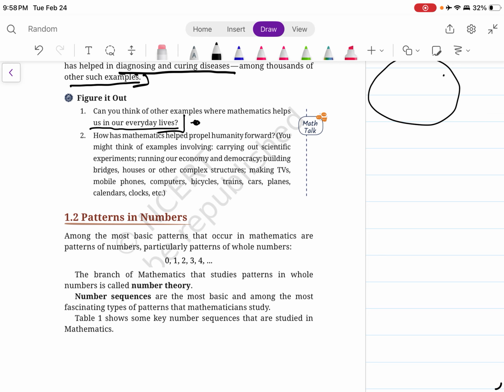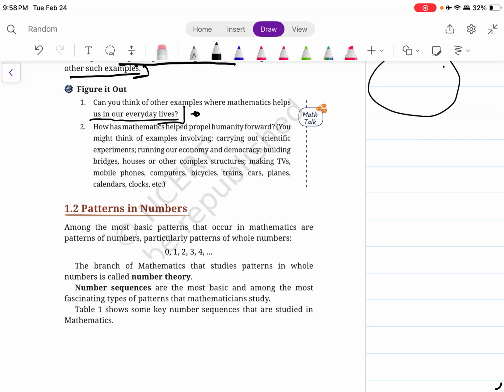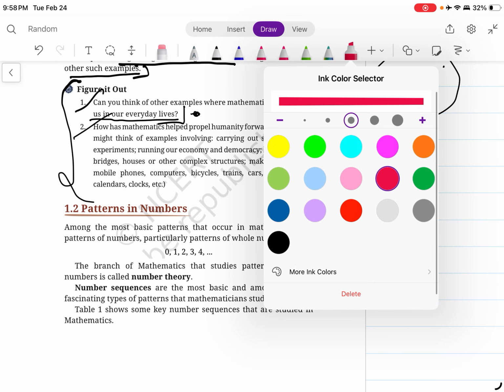हालांकि, how has mathematics helped propel humanity forward? Think of examples like evolving, carrying out scientific experiments, running our economy and democracy, building bridges, houses and other complex structures, making TV, mobile phones. तो ये सारी चीज़ें जो हैं वो इम्पॉर्टेंट हैं, बिकॉज इन जनरली द क्लास वी skip all these things, but here you need to give your time. Think about all this stuff and we will discuss it in the next class.